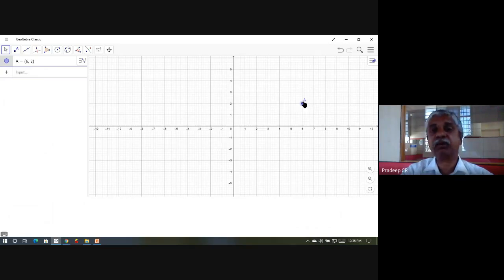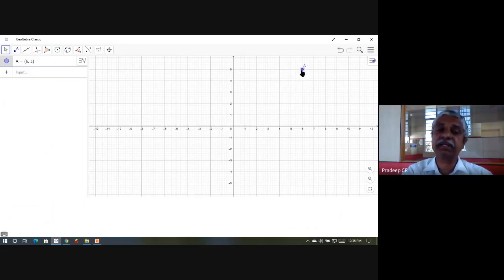That's what I write first. So when I say point, coordinates of point A is (6, 2), I mean its distance from y-axis is 6 and distance from x-axis is 2. Of course, there are so many points whose distance from y-axis is 6. If I take this, this also has distance from y-axis equal to 6.